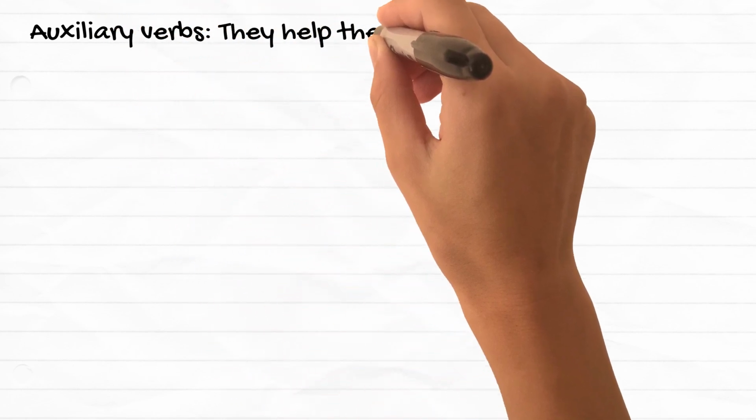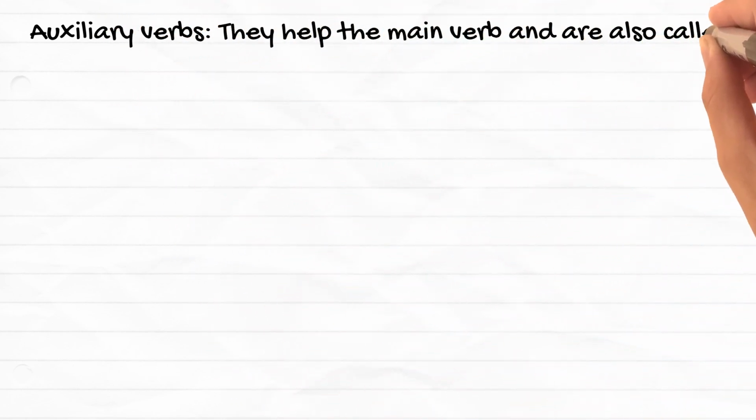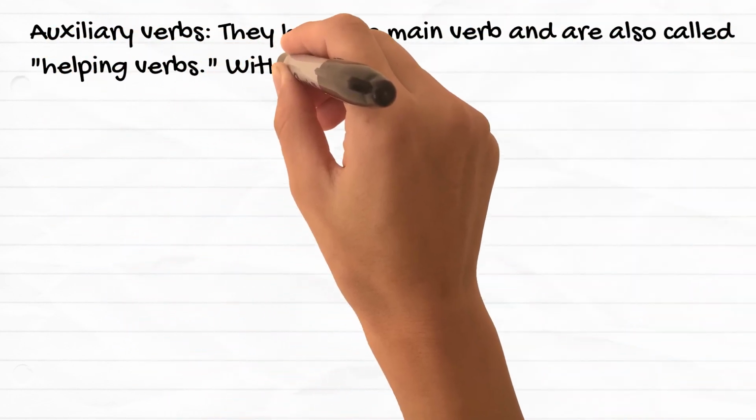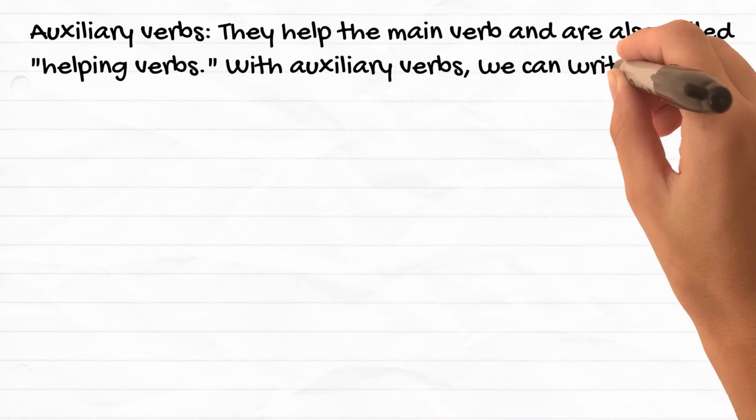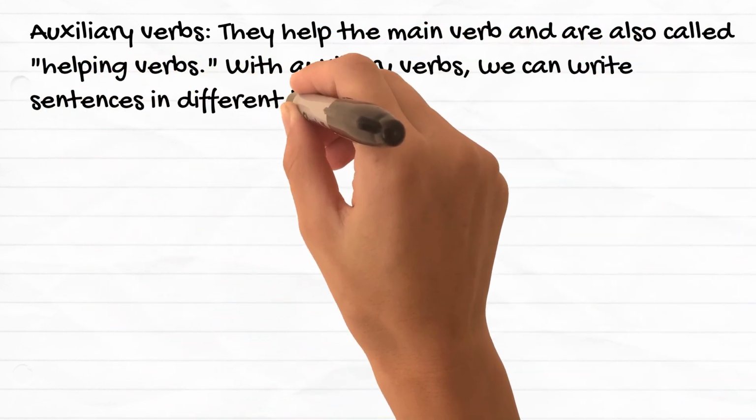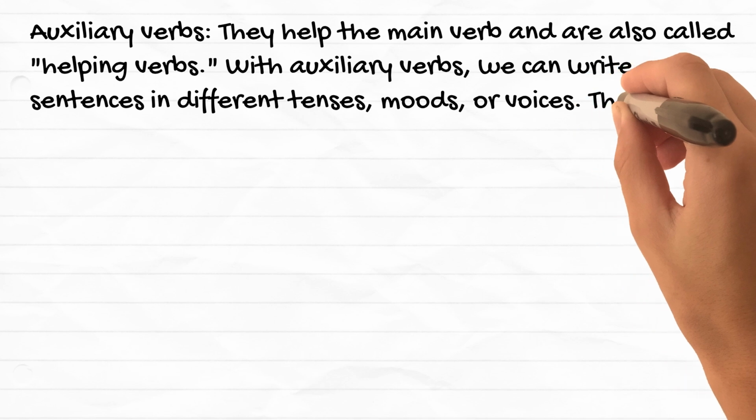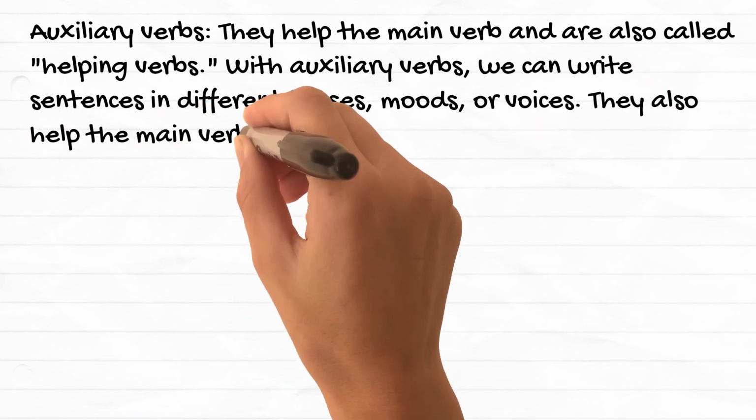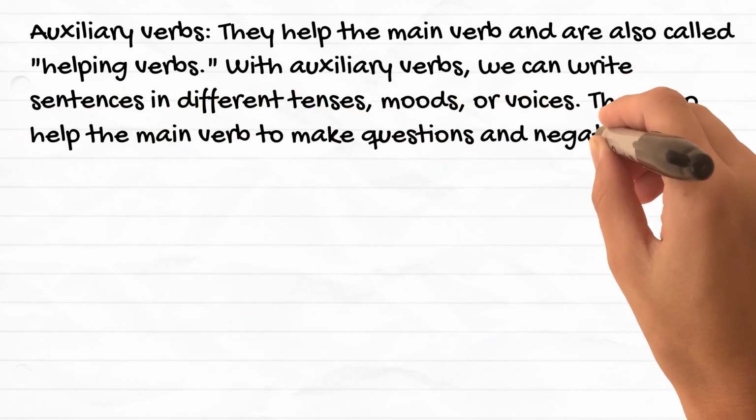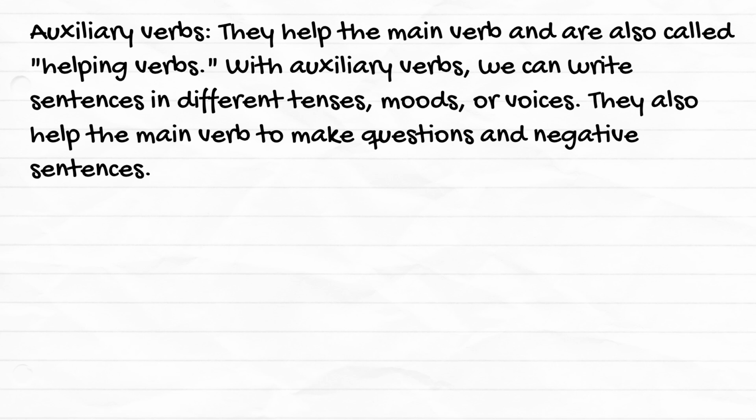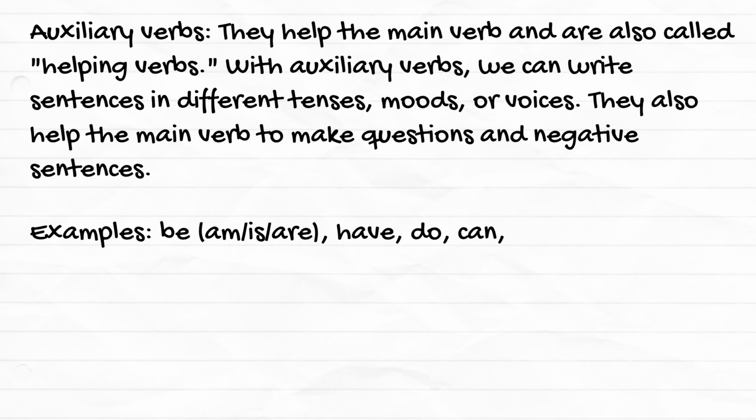Auxiliary verbs help the main verb and are also called helping verbs. With auxiliary verbs, we can write sentences in different tenses, moods, or voices. They also help the main verb to make questions and negative sentences, like be, also known as am, is, and are, have, do, can, and will.